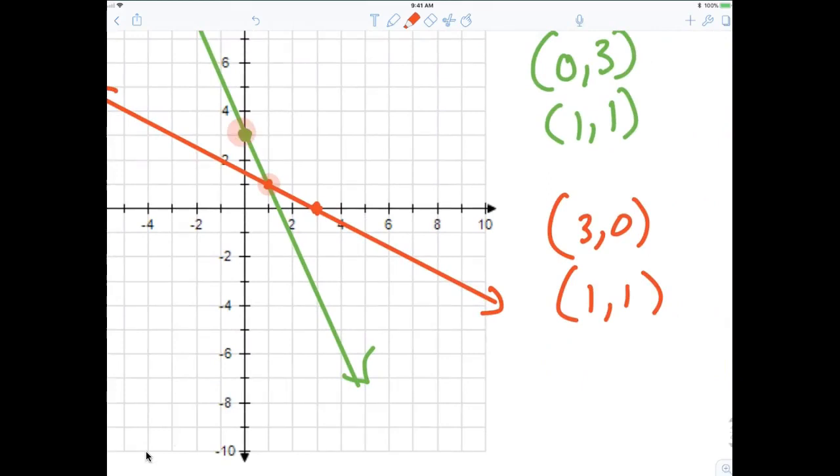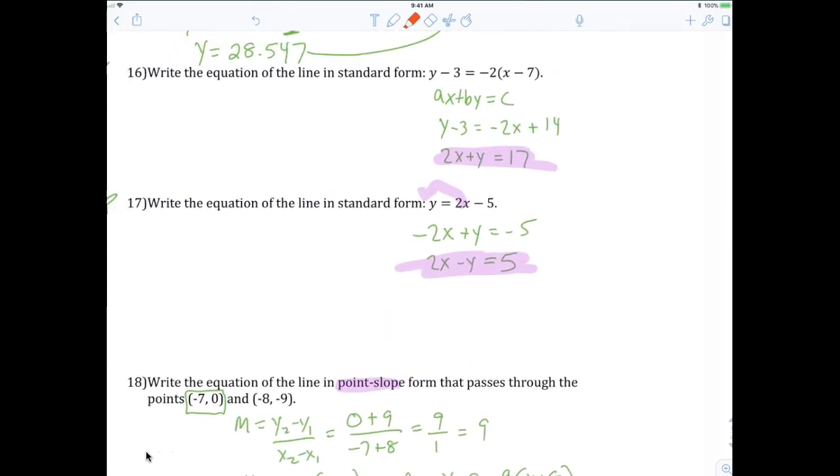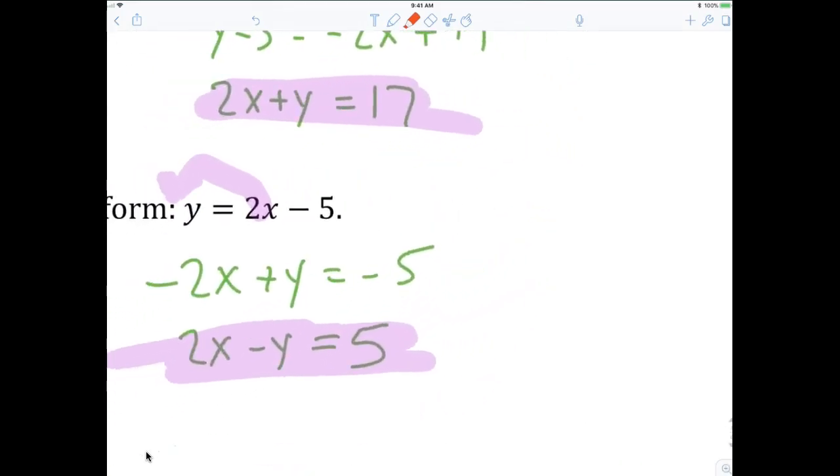Okay, on numbers 16 and 17 for standard form, does it matter if the x or y goes first? Does x have to be first? Okay. I got that answer.